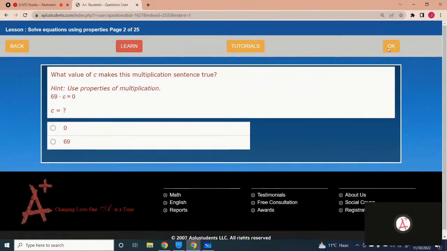Just select the correct answer and click on the OK button. Okay. Multiply. What value of c makes the multiplication sentence true? So 69 times c equals 0. What is the answer for c? c equals 0 or 69? Which option is the correct one?